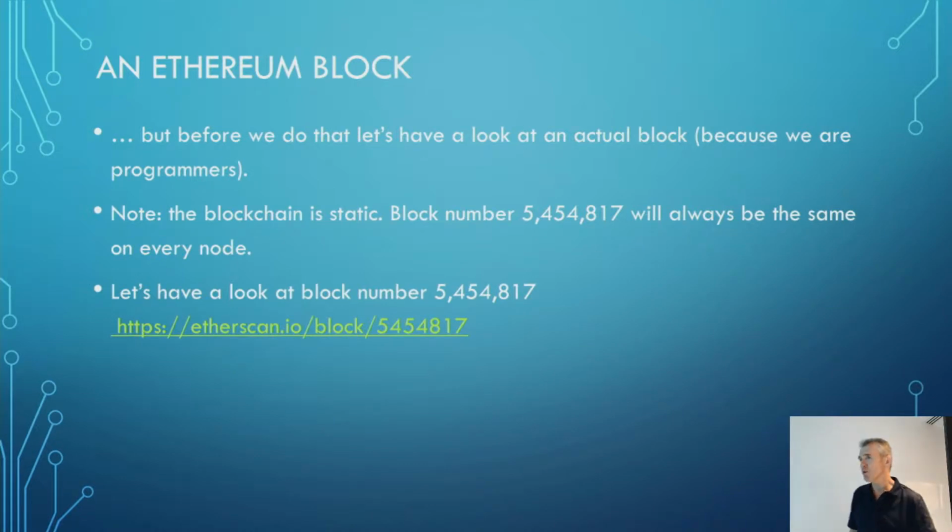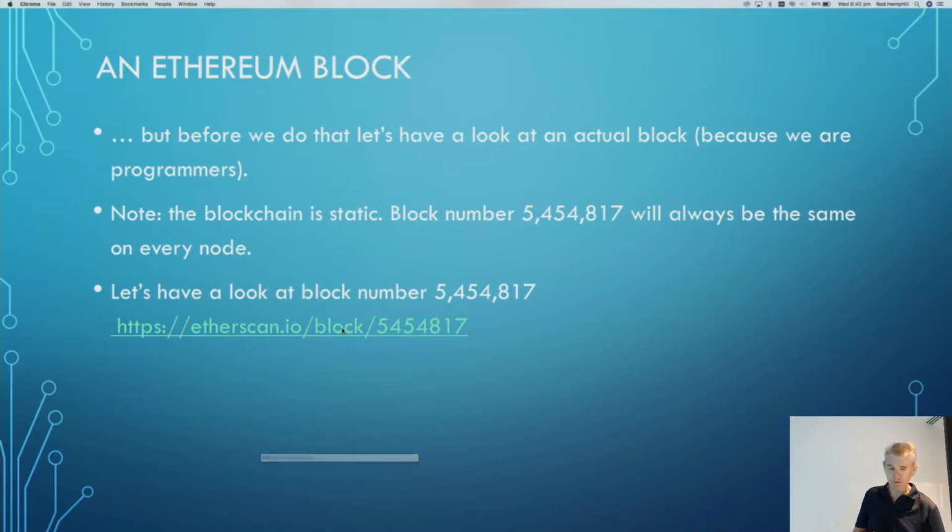So I'm going to show you an Ethereum block. What I mentioned before is that every block on the blockchain is available for everyone. So this block number, 5,454,817, will always be the same. When I look at it this time, or in 10 years' time, it will still be the same block. I'm going to have a look at that particular block, and it could be any block. I can change that number.